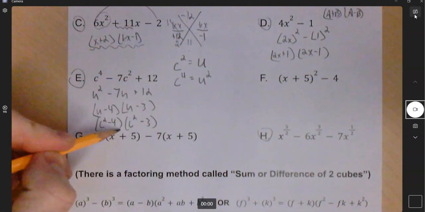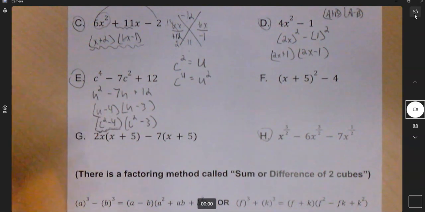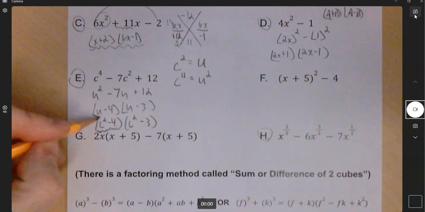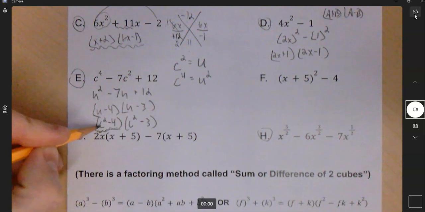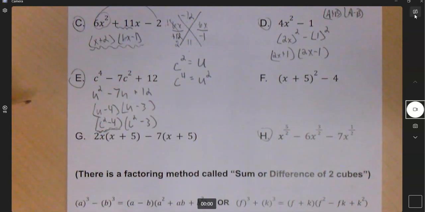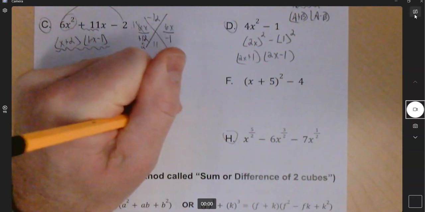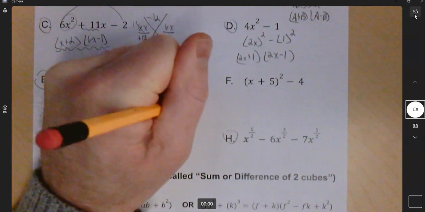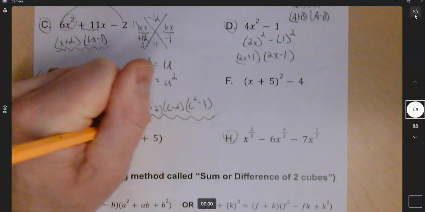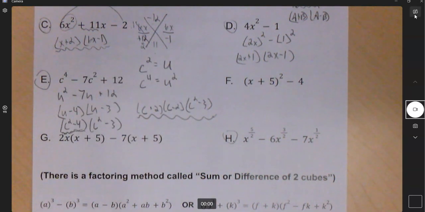But what we just made, this C squared minus 4, is a difference of two squares, just like the one we talked about before. I can factor that now into C plus 2 and C minus 2. So my final answer would be C plus 2, C minus 2, and C squared minus 3. That would be my final answer. Completely factored.